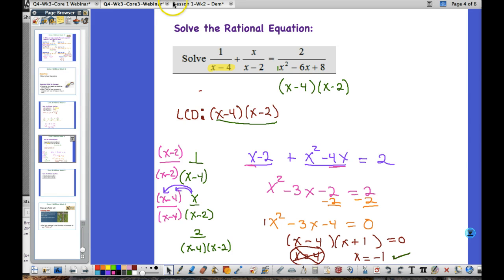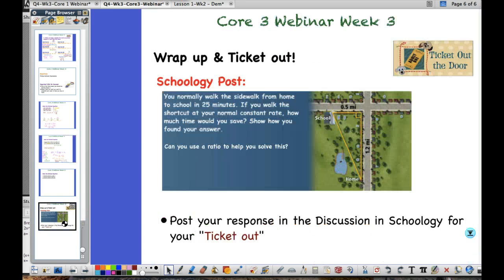Oh, I forgot. Wait, sorry, you guys. Let me show you this really fast. You have a ticket out that's kind of different. Just do your best on it. It says you normally walk the sidewalk from home to school in 25 minutes. So this hypotenuse here. If you walk the shortcut at your normal constant rate, how much time would you save? Sorry, you take the sidewalk, but then the diagonal is the shortcut, and so what they're asking is how much time you would save.